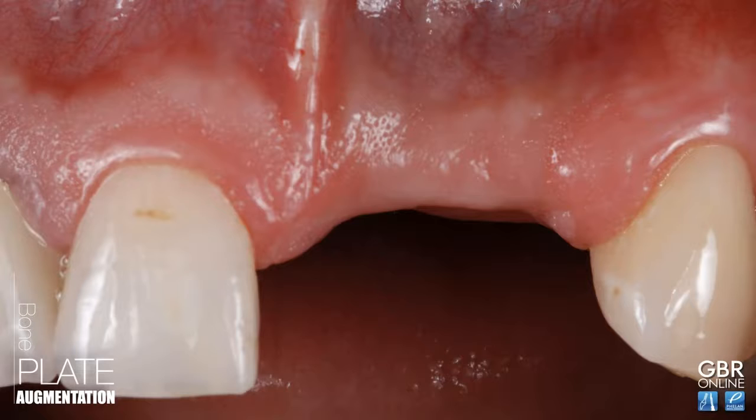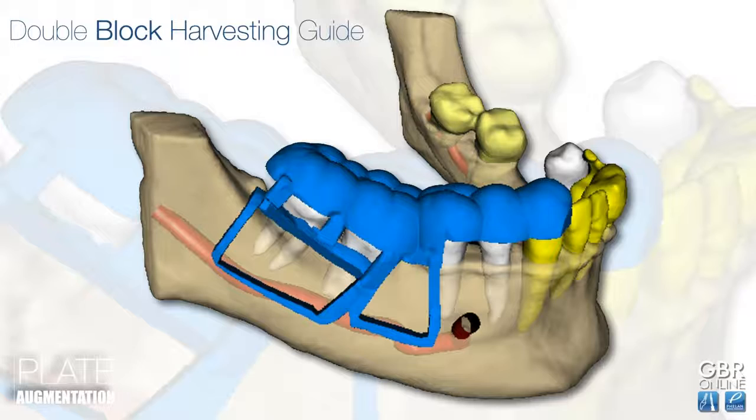Here's another case. This one is also another bone block case. This one I can show you that with these guides, you can be more inventive and creative. So in this case, I needed multiple blocks. The patient actually had a small edentulous space in the teeth, so we made a double block harvesting guide.